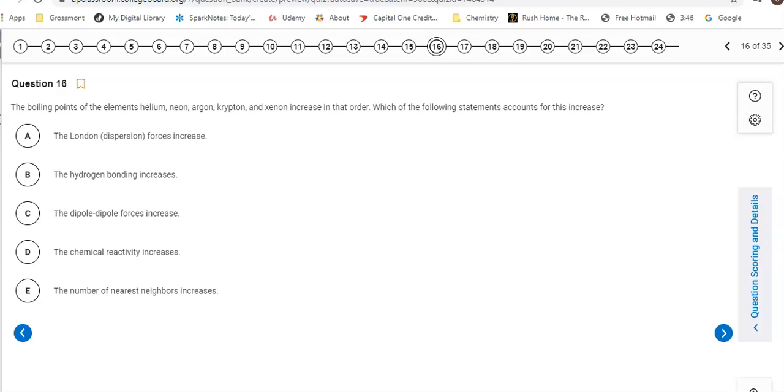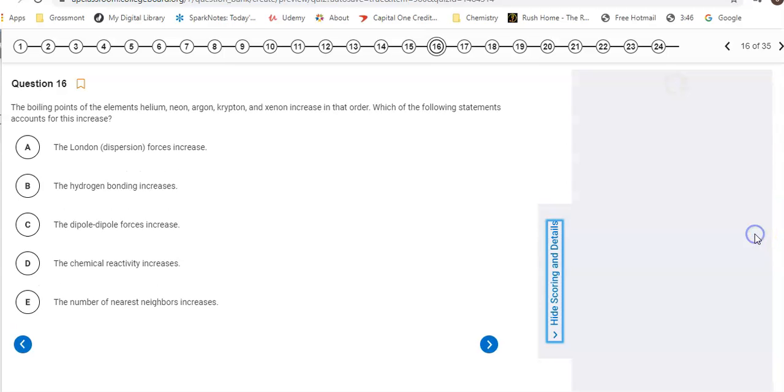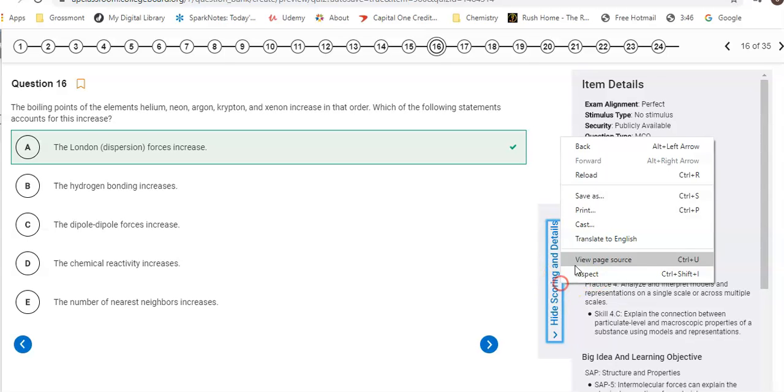The boiling points of the elements helium, neon, argon, krypton, which are all noble gases, increase in that order. Which of the following statements accounts for the increase? Well, they're all noble gases. The only kind of forces they have are London dispersion. As you get a bigger and bigger atom, you get stronger London dispersion forces because you have more electrons that can get pushed over to one side and create that temporary dipole. So the answer to that is A. And there it is.